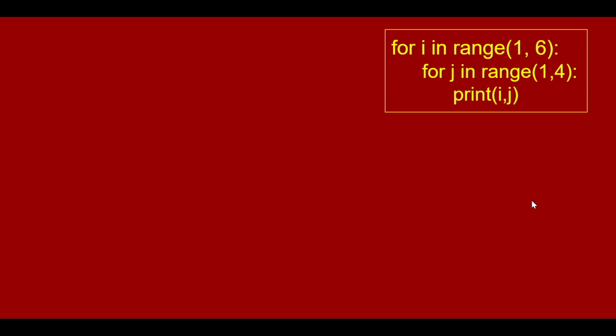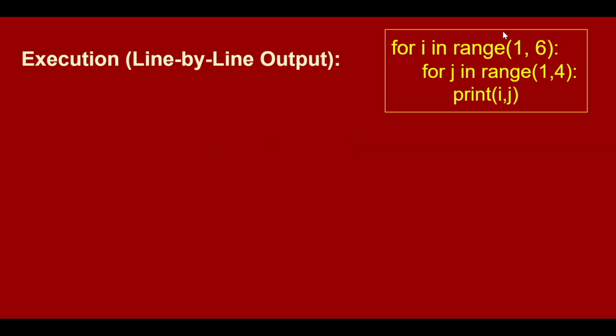Now, in the given code, for i in range 1 to 6 is the outer loop, in which variable i will take the value from 1 up to the value of 5. Since 6 is the stopping value, 6 won't be included in i. So that loop will run till the value of 5, and inside that loop there is another loop written, and that is for j in range 1 to 4. That means for each and every value of i we have to execute this code.